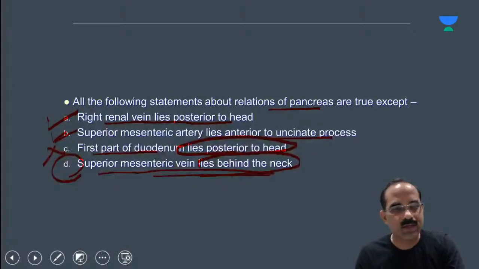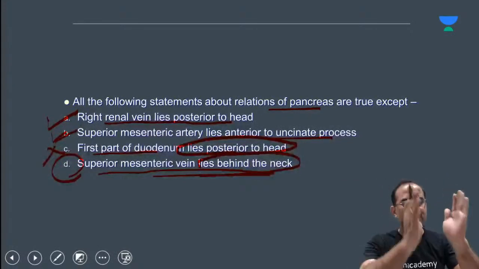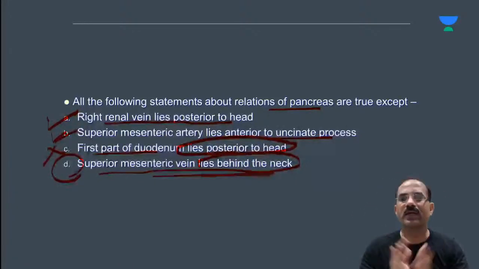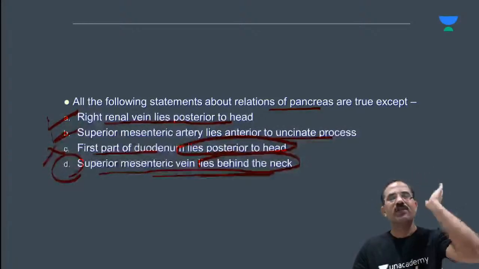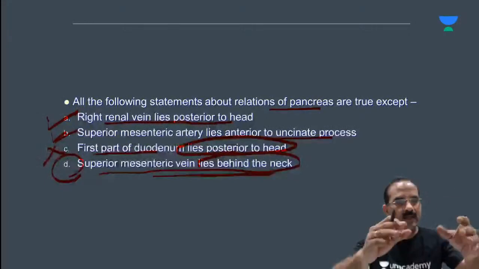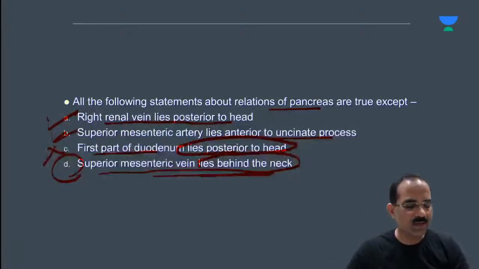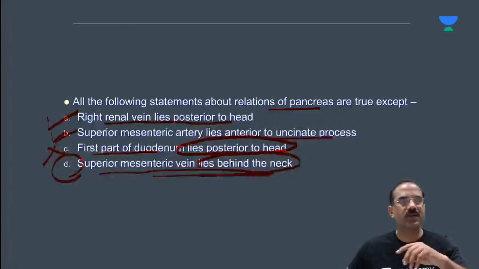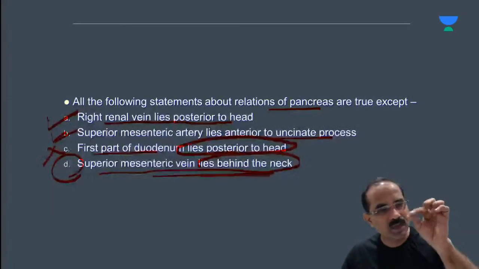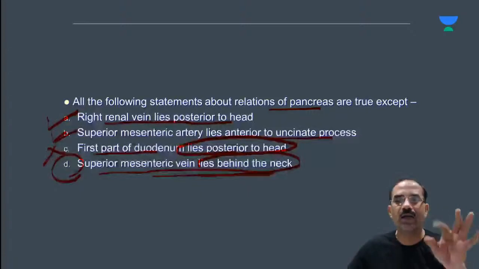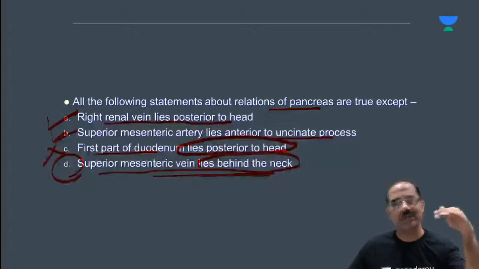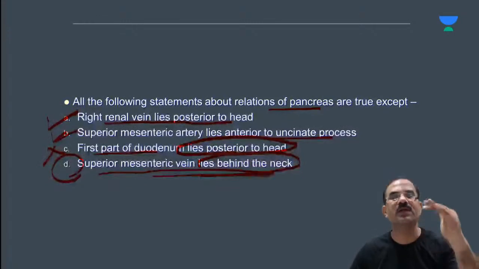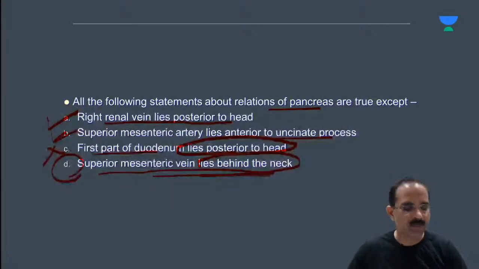And last is the tail of the pancreas. What is left? We have done the head of the pancreas, neck of the pancreas, uncinate process, the body of the pancreas, students. Now the tail of the pancreas. Tell me, this tail of the pancreas lies in a ligament. What is that ligament? It lies in the lienorenal ligament, and the tail of the pancreas enters the hilum of the spleen. It lies in the lienorenal ligament.